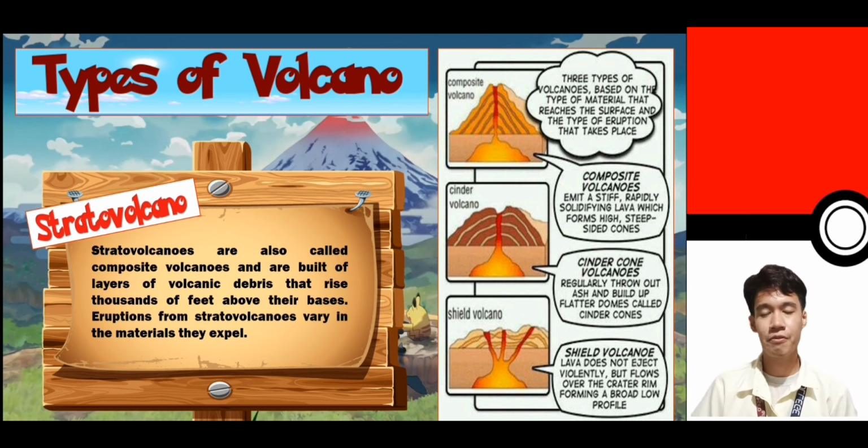The second type of volcano is stratovolcanoes, which are tall and majestic. Stratovolcanoes are also called composite volcanoes and are built of layers of volcanic debris that rise thousands of feet above their bases. Eruptions from stratovolcanoes vary in the materials they expel. Layers may be composed of cooled liquid lava, ash, or solid debris, which produces volcanoes with steep sides and a conical shape. Some of the most picturesque mountains in the world, Mount Fuji, Mount Rainier, and Mount Shasta, are stratovolcanoes.